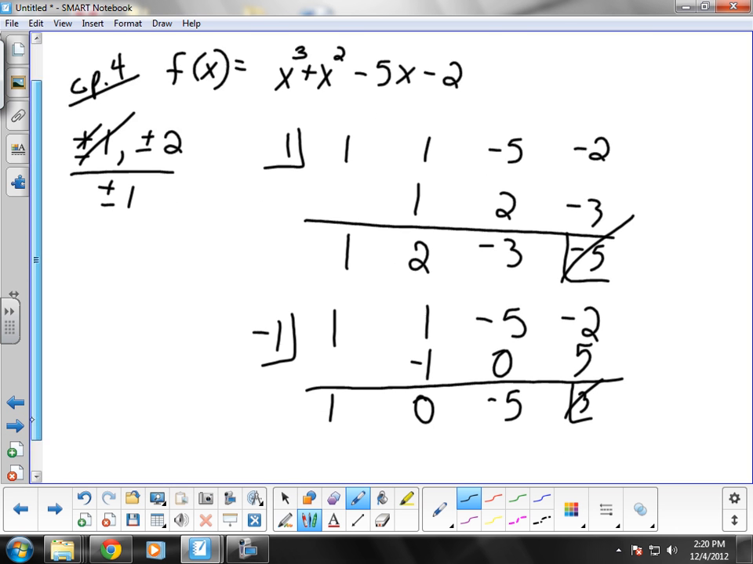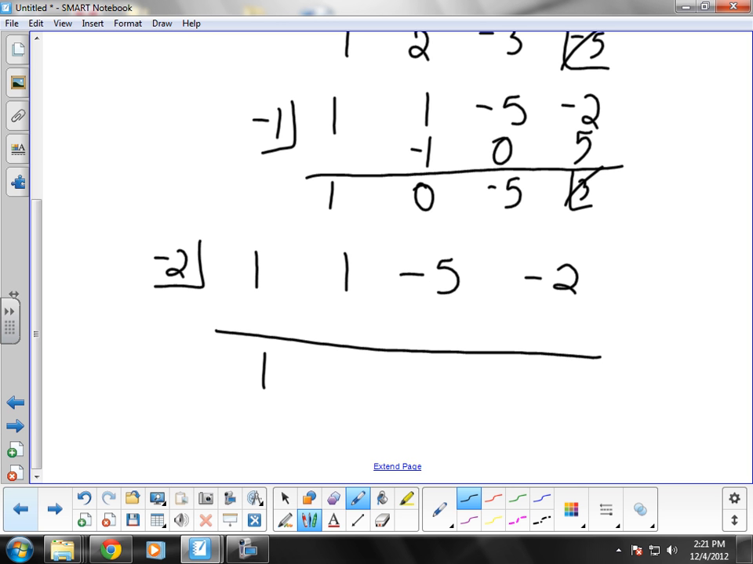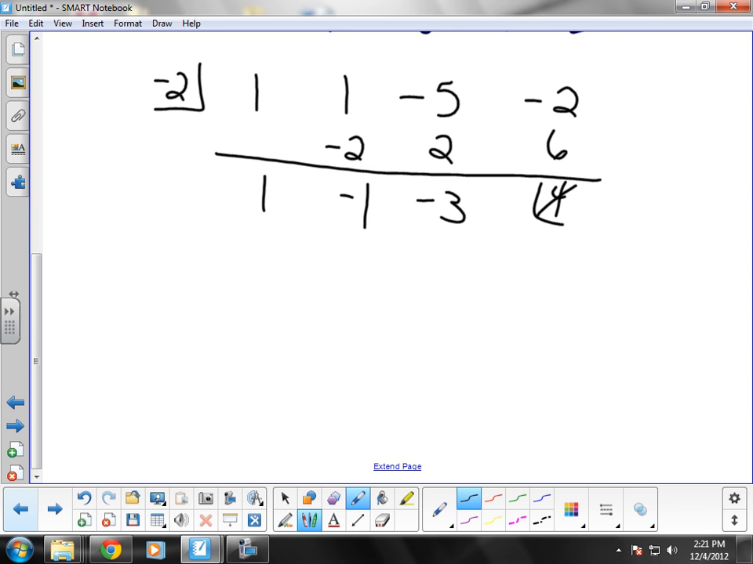So we're going to try 2. I'm going to try positive 2 or negative 2 first. Negative 2. 1, 1, negative 5, and negative 2. Bring down the 1. I get negative 2. That gives me negative 1 when I add. Positive 2 when I multiply. Negative 3 when I add. 6. That's not it. So we'll try positive 2. It's not positive 2 either.